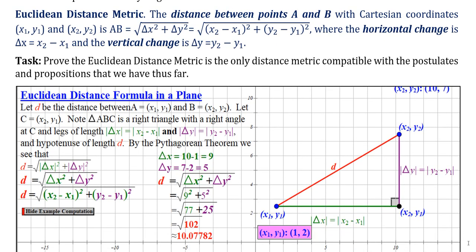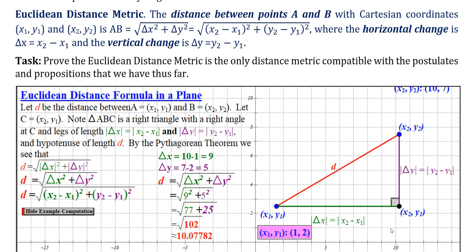The Euclidean distance metric says the distance between points A and B with Cartesian coordinates x1, y1, and x2, y2 is the distance AB, which is equal to the square root of delta x squared plus delta y squared. Well, delta x is x2 minus x1, and delta y is y2 minus y1. So delta x is the horizontal change, and the vertical change is delta y. We can see that in this picture here.